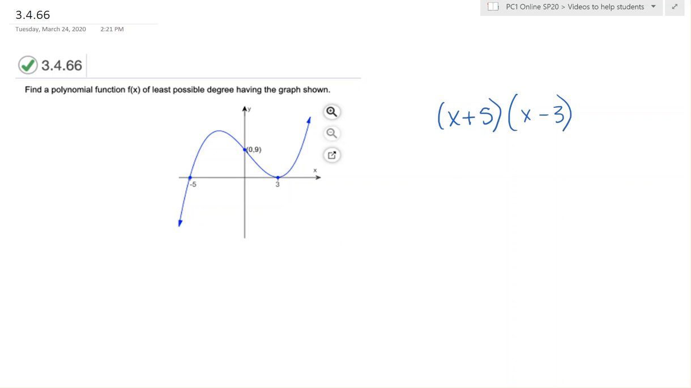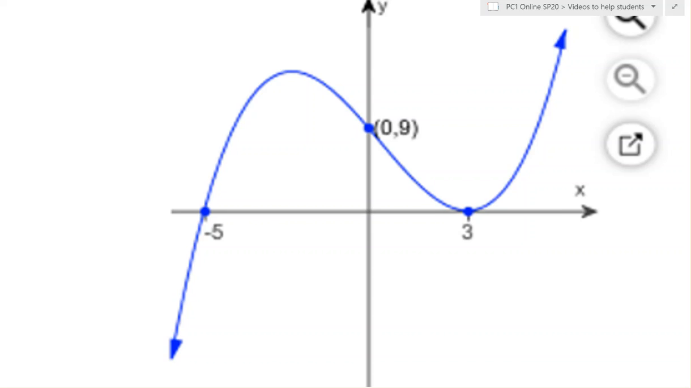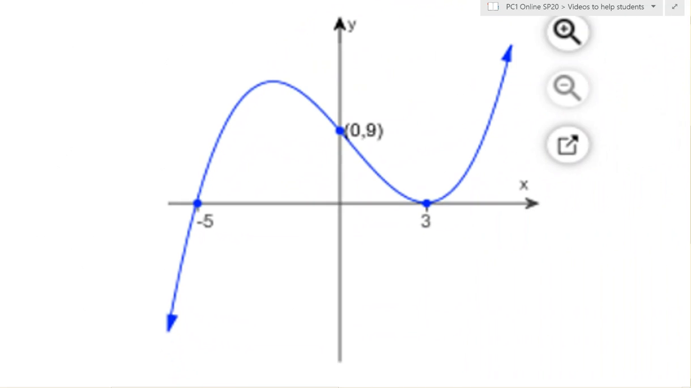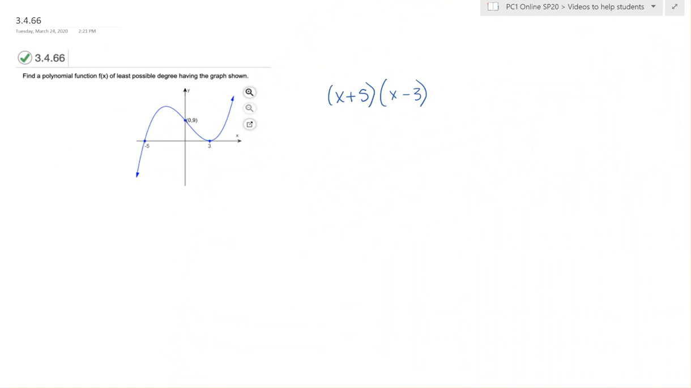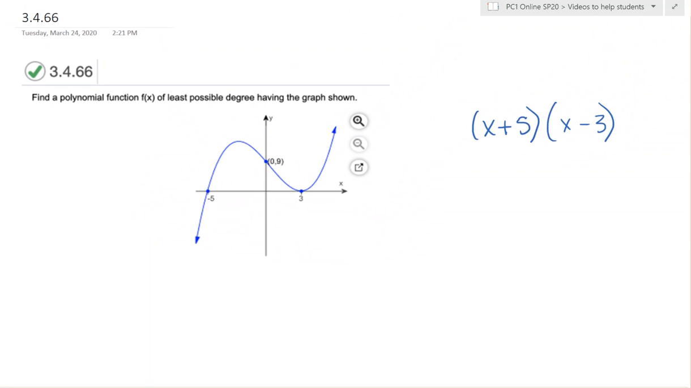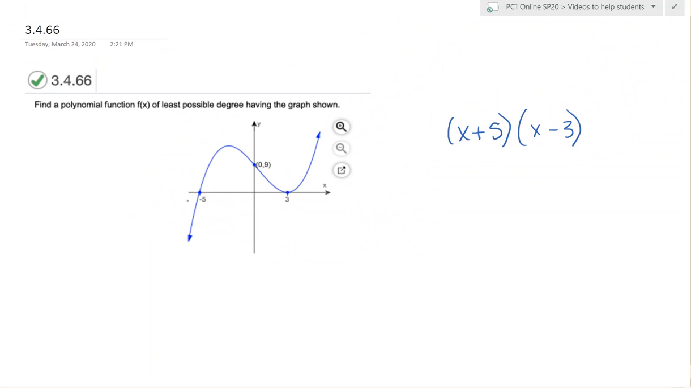Now let's look at the behavior around the zeros. This is going straight through. If you could zoom in enough, it almost just looks like a straight line. I'm not able to zoom in on this device, as much as I would like. But this would be a linear.